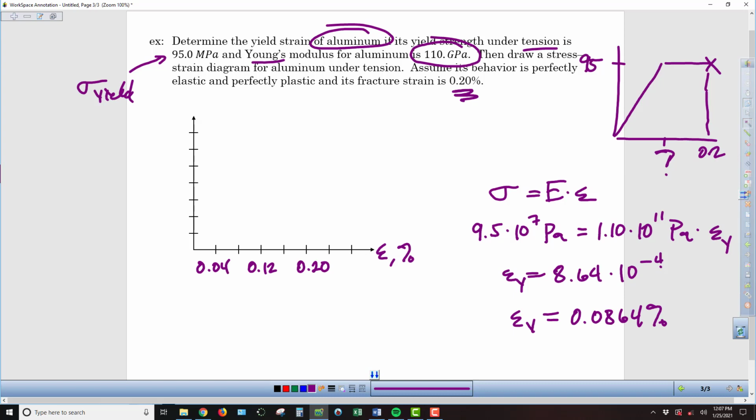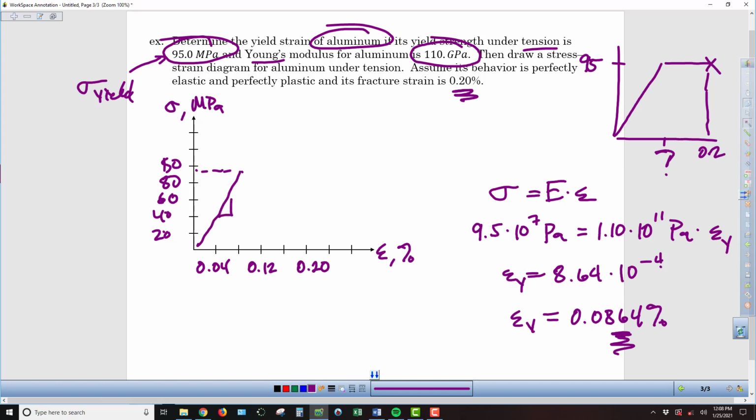Along the vertical axis, we're going to have our stress in megapascals. And so we have to go up as high as that yield stress of 95. So it looks like we can count by maybe 20s: 20, 40, 60, 80, 100. So we'll be just short of that. So right here is our yield point. So with a yield strain of 0.0864, we're going to be just beyond that 0.08 spot there. So our graph is going to be linear through that region.